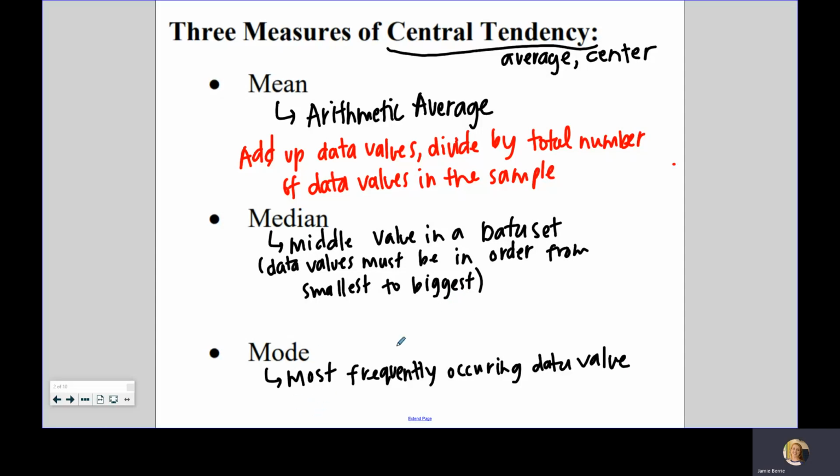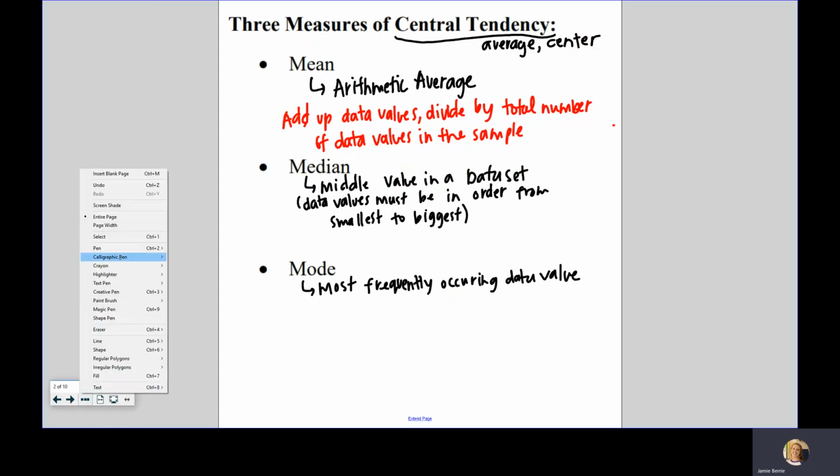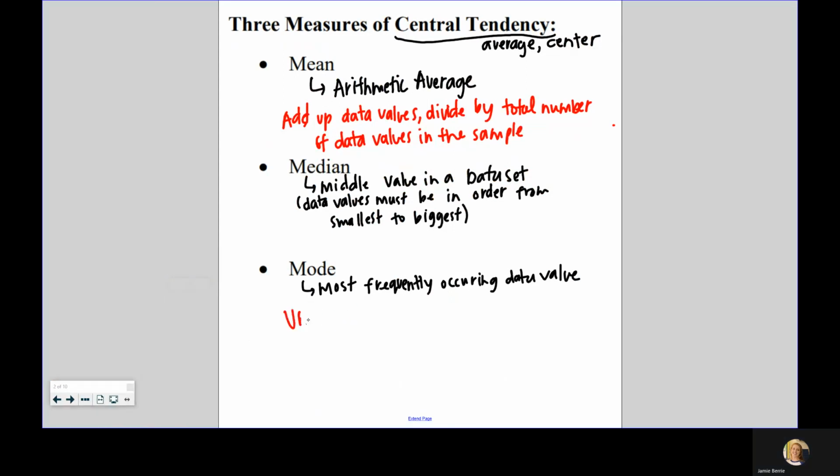There are several types of modes that you could have, or several different ways that you could describe the mode in a data set. If you have just one mode or just one number that occurs most frequently, that would be called unimodal. If you have two numbers that occur most frequently and they occur the same amount of times, that would be called bimodal. And then if more than two data values occur equally often and more often than any other data value, then we call that multimodal.